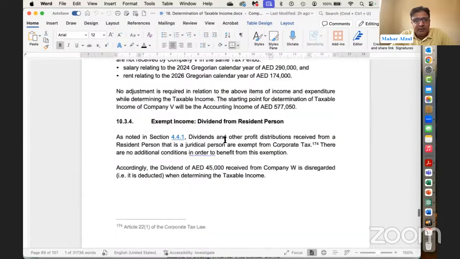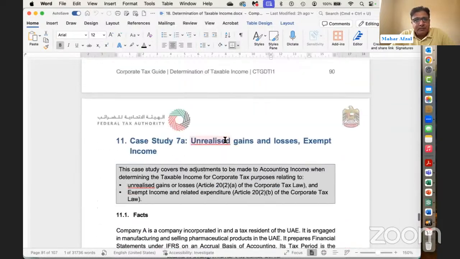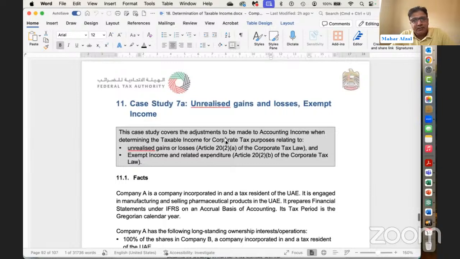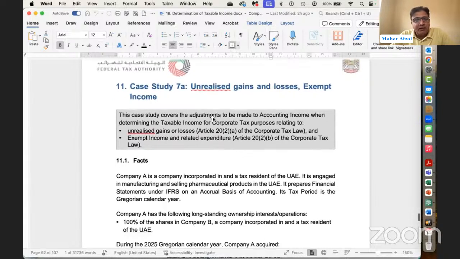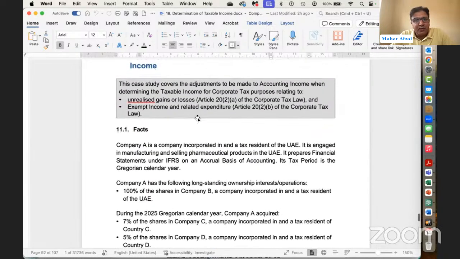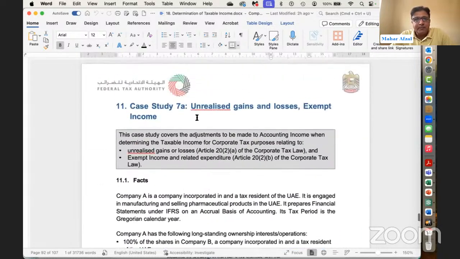You can go through the explanatory notes as well. And as time is limited, we have only 10 minutes, so I will go through 7B. I will not go through it, you can go through it by yourself. Then we'll go to the last one.